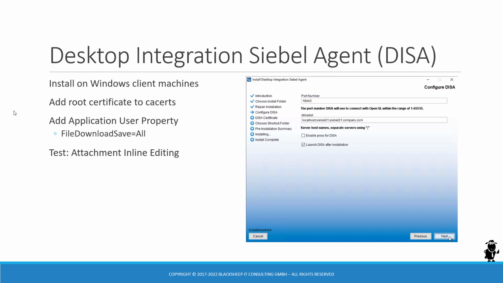If that user property is not in place, the DISA file system functionality will actually not work. A good way of testing is to go to any attachment view in the Siebel client and see if the inline editing functionality is available. If that is available, your DISA is in good shape.